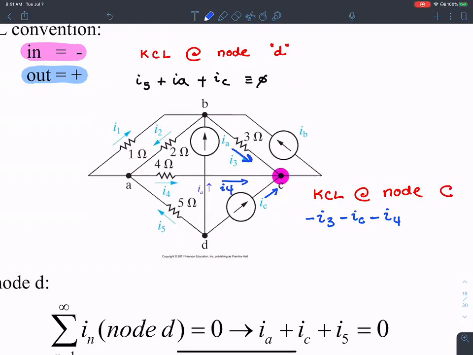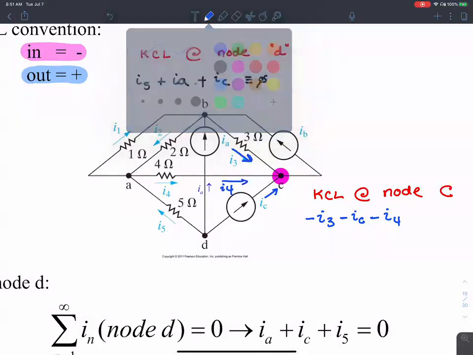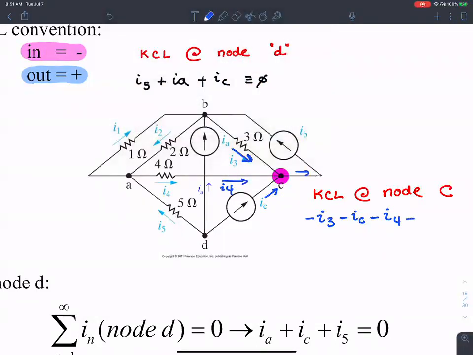What about IB? IB is leaving that node, right? IB is leaving that node. So I'm going to call it a positive. Does that make sense? So KCL at node C, you look at all the currents.